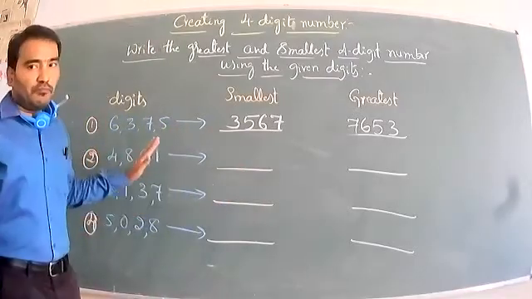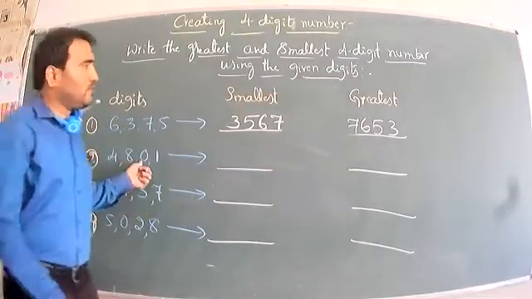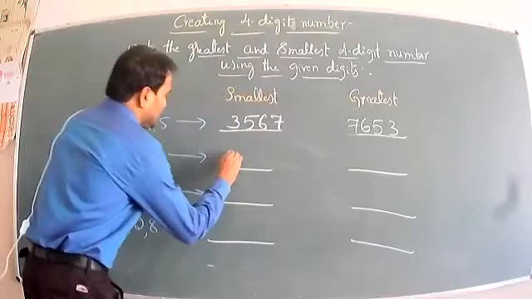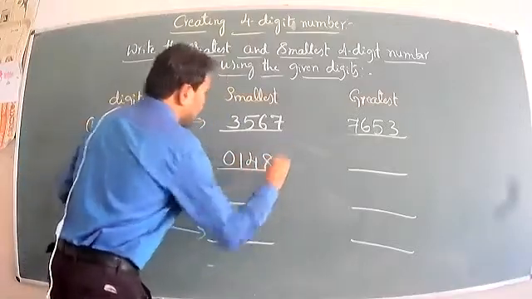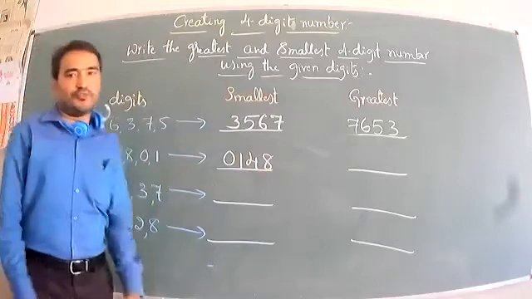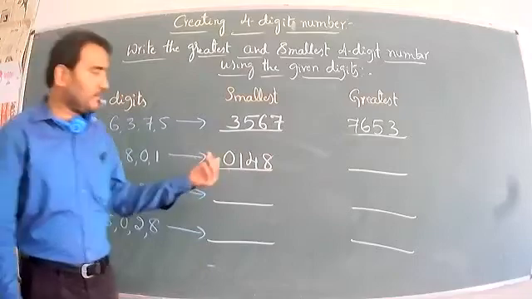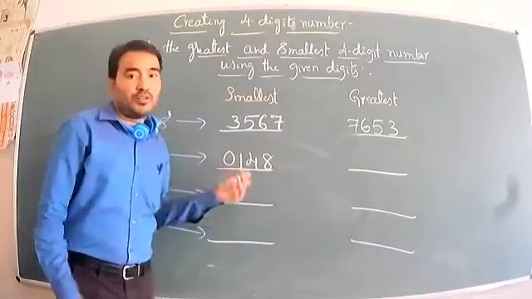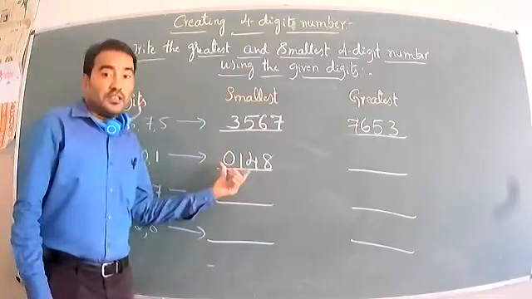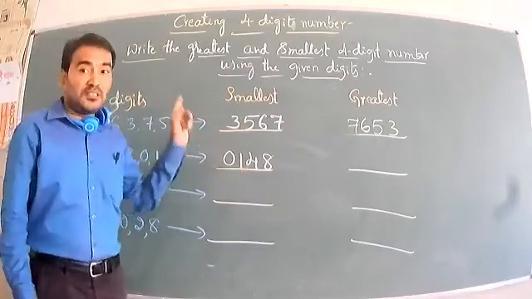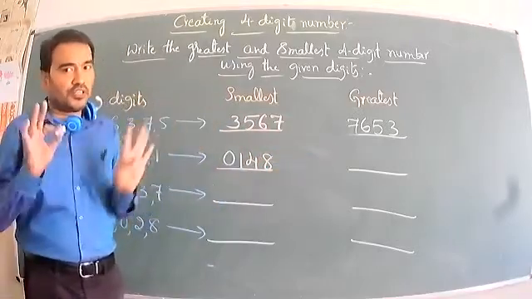Guruji, what happens when we use 0 in the first place? If we write 0, 1, 4, 8, it is not a 4-digit number. It is a 3-digit number because 0 has no value in the first place. So we put 0 in the second place, which means the hundreds place, and then it is called a 4-digit number.